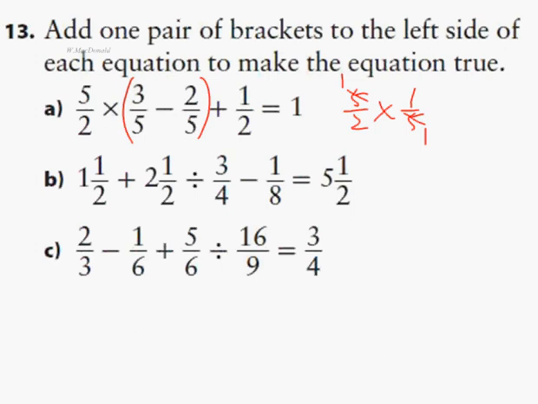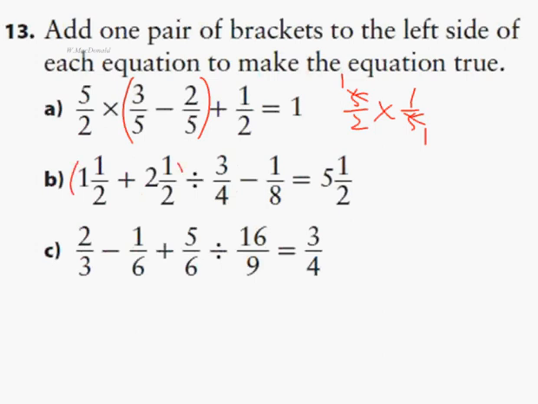So in the next question, B, I really only have two places I could put brackets. The only place I could put brackets is here, and the other place I could put them is here. I would never put brackets around here, because I would do that first anyway, regardless of what the question says. With order of operations, I would have to do division first if there weren't brackets there. So I wouldn't put brackets around that.